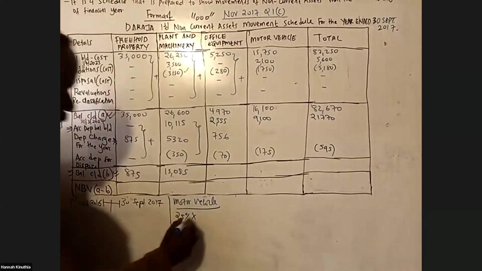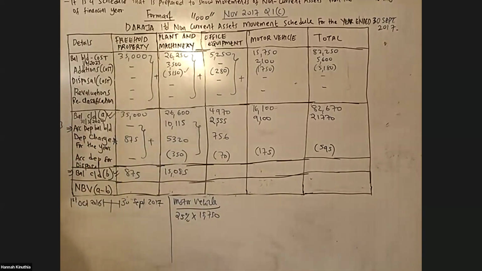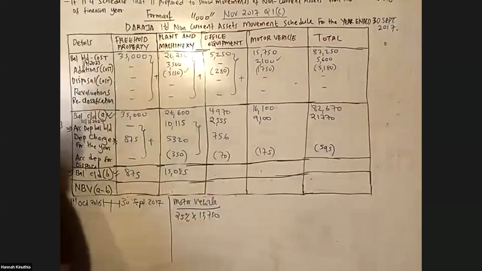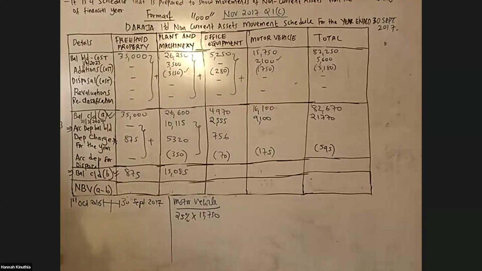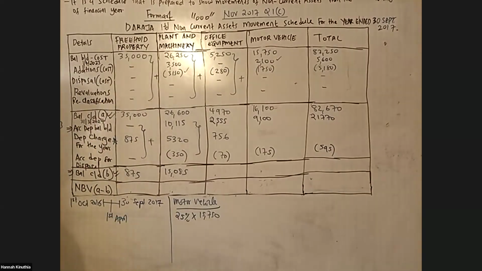So the motor vehicle, the cost is 750. Now we need to consider the period for disposal and acquisition. So did you have any additions? Yes. We have some additions. Let us see. Now there was an addition for motor vehicle of 2100. What was the period? 1st April. 1st April 2017.